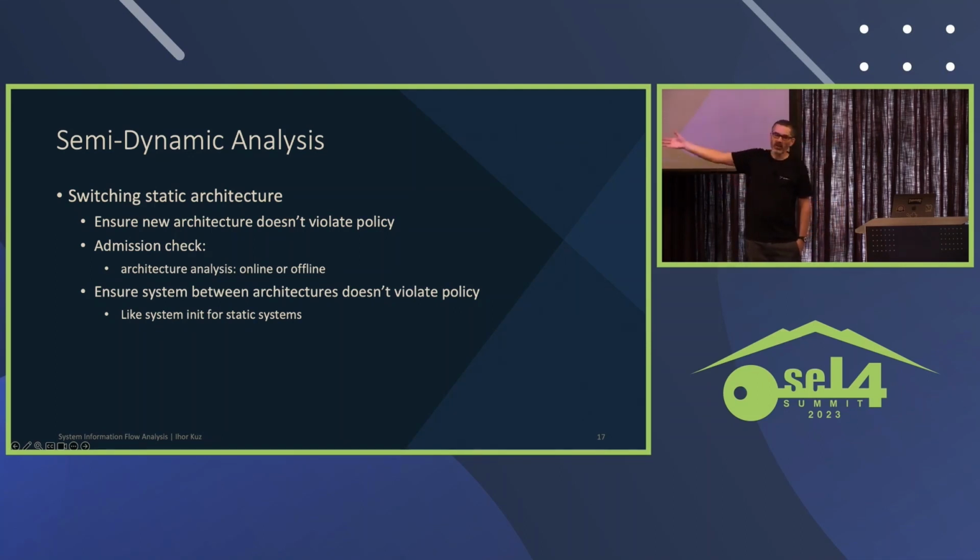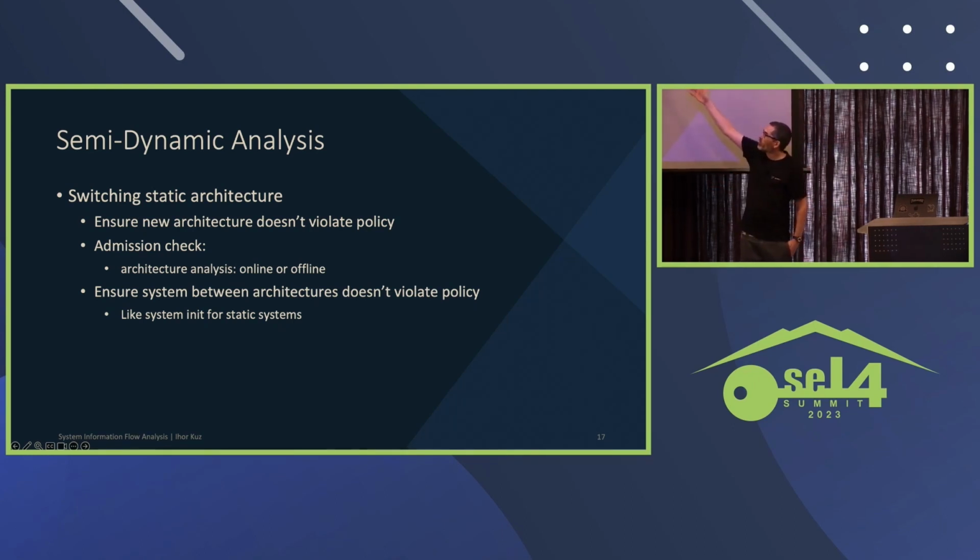And then we need to do some kind of admission check. If we want to start up a new architecture, we need to check whether it actually fulfills the policy. And this can be done offline. You can check it offline and then include some kind of certificate stating that this new architecture is okay, or you can do it online when you're starting it.